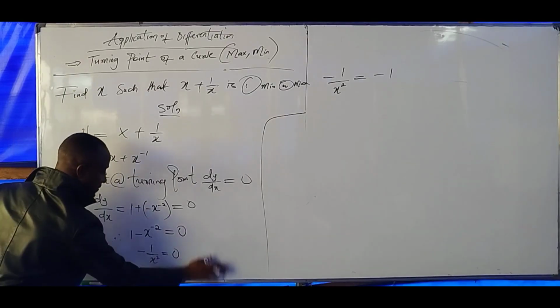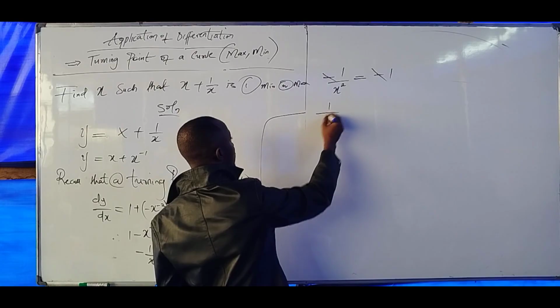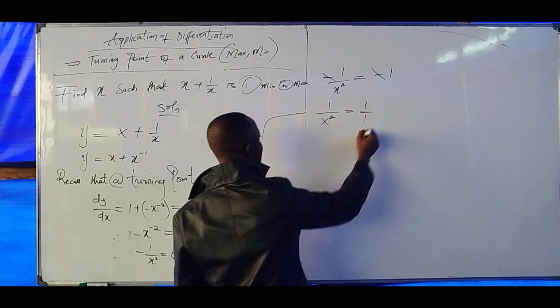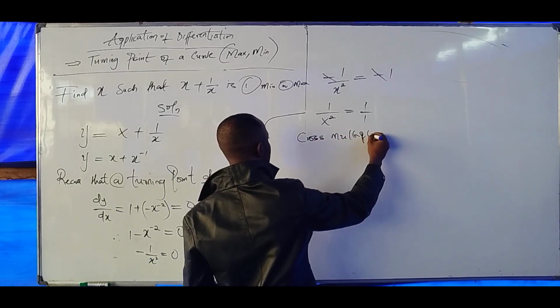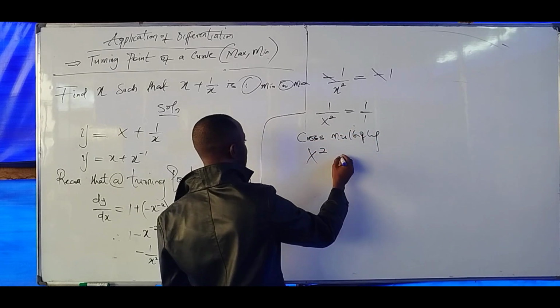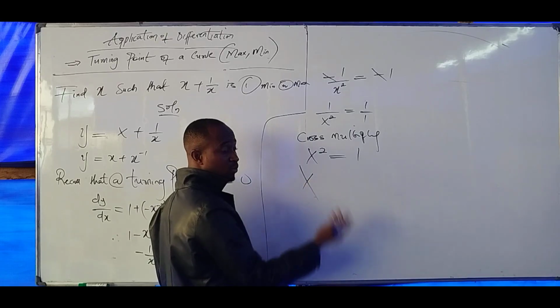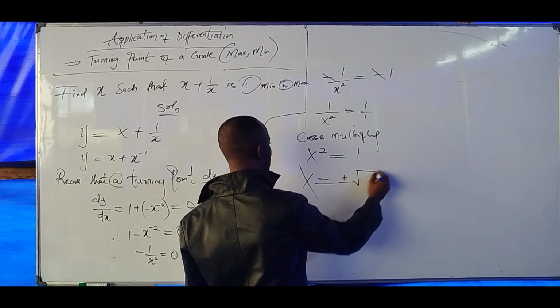Okay. Can the minus sign cancel the minus sign from here? Remaining 1 over x squared equals 1. What's next here? We cross multiply. That will give us x squared equals 1. How do you find the value of x? We square root both sides. Then x becomes plus or minus the square root of 1.